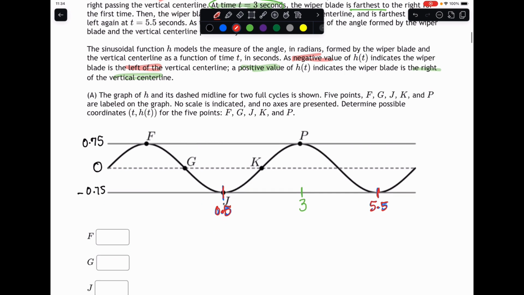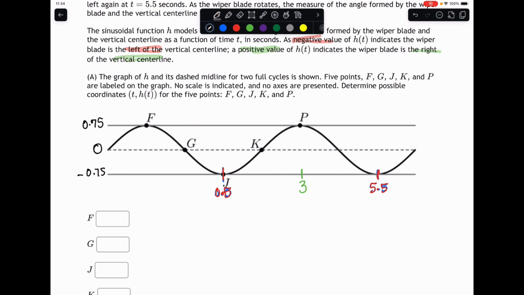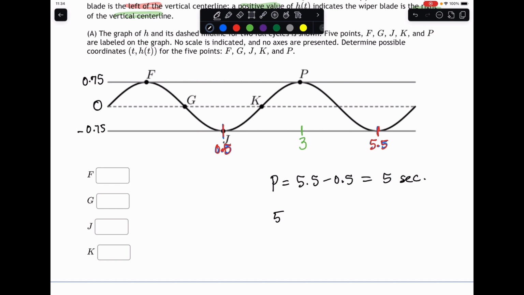So we're farthest to the left at 0.5 and 5.5 seconds, which means that our period here would be 5.5 minus 0.5, which is equal to 5 seconds. So if I take those 5 seconds and divide them into 4 equal parts, that's going to be 1.25. So it takes 1.25 of a second to go from one point to the next point. So from J to the next point, that's going to increase again 1.25 seconds. So that's going to be 1.75. And then 1.75 plus another 1.25, that's a total of 3.